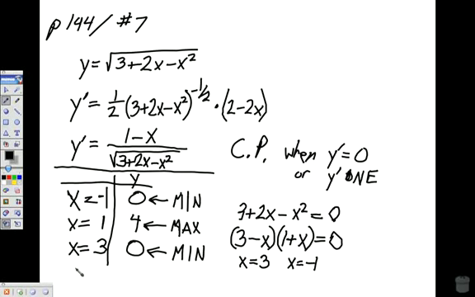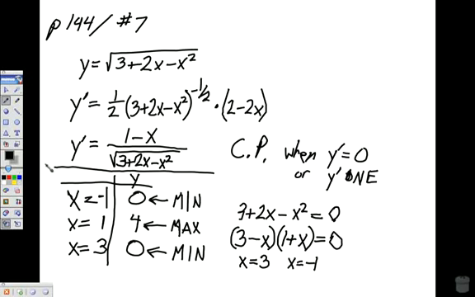And we're done with the problem. Now, I'm going to keep going. If you're only interested in the calculus of this, go ahead and stop. But you really ought to be thinking, hey, what does this graph look like? Why are these mins and maxes? What is this thing doing?